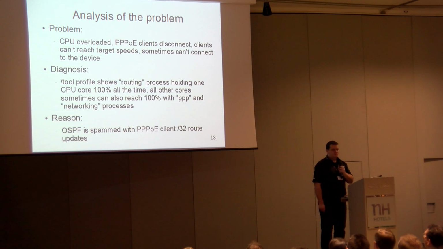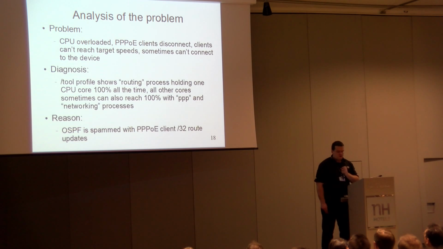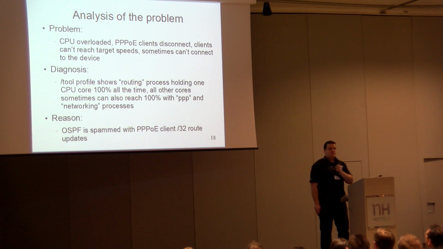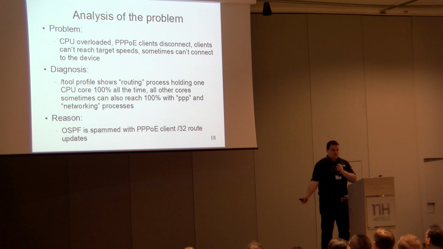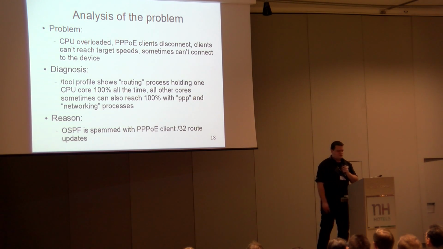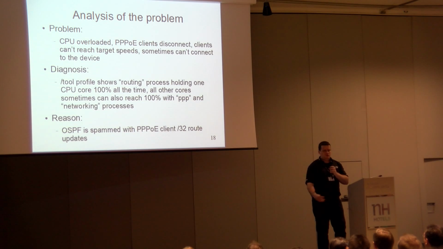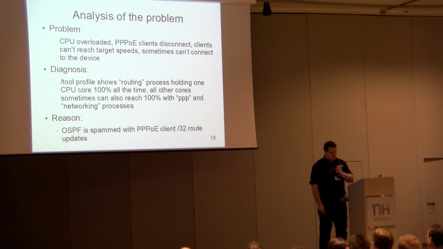First of all, the problem. My CPU is overloaded, my PPPoE clients disconnect, PPP clients cannot reach the target speeds, sometimes I cannot connect to my device. So when you find a way to connect to those devices, you see that the routing process is holding one CPU at 100% all the time. Sometimes all cores go to 100% with PPP load or networking load.